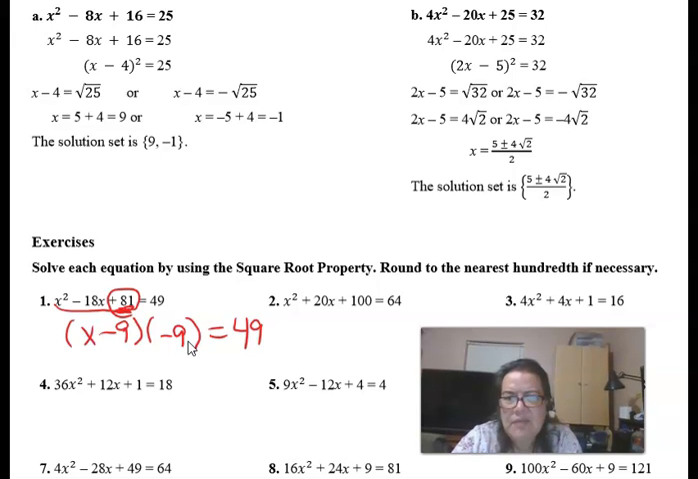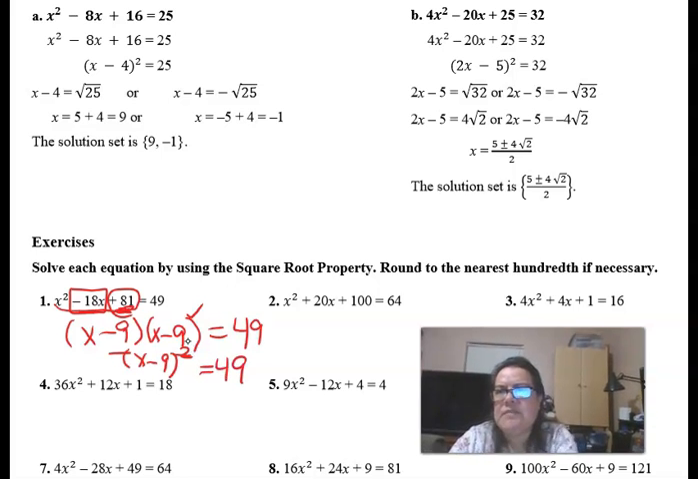Well, I'm kind of thinking it's going to be negative, and let me tell you why. How do you get this middle number? You get this middle number by adding these. Well, what's -9 and -9? When you add them, you get -18. So bingo, these are the numbers I'm looking for. So my factors here: x minus 9 to the second power is equal to 49.